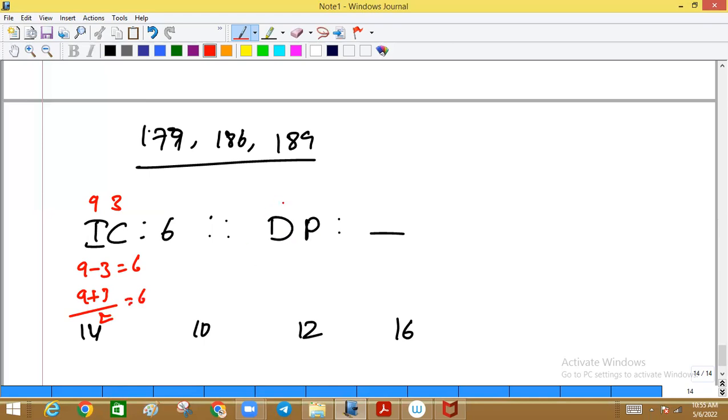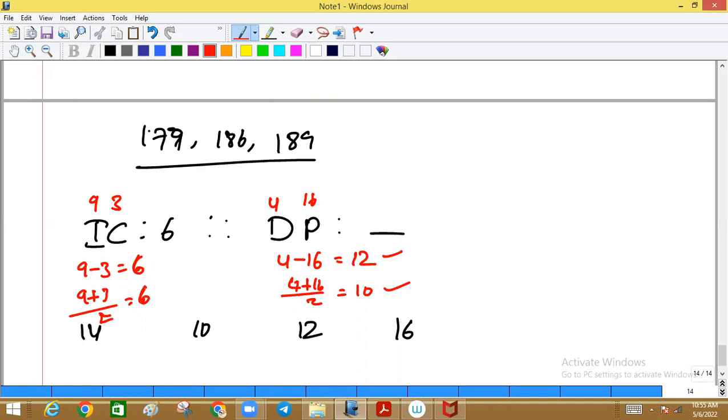Now you take D and P. What is D? 4. P? 16. If you take 4 minus 16, that equals 12. In the same way, 4 plus 16 by 2 equals 10. So what is the answer? Here 6, 6, fine, in both cases you got 6. But in this case 12, in the other case it is 10. Which one is correct?